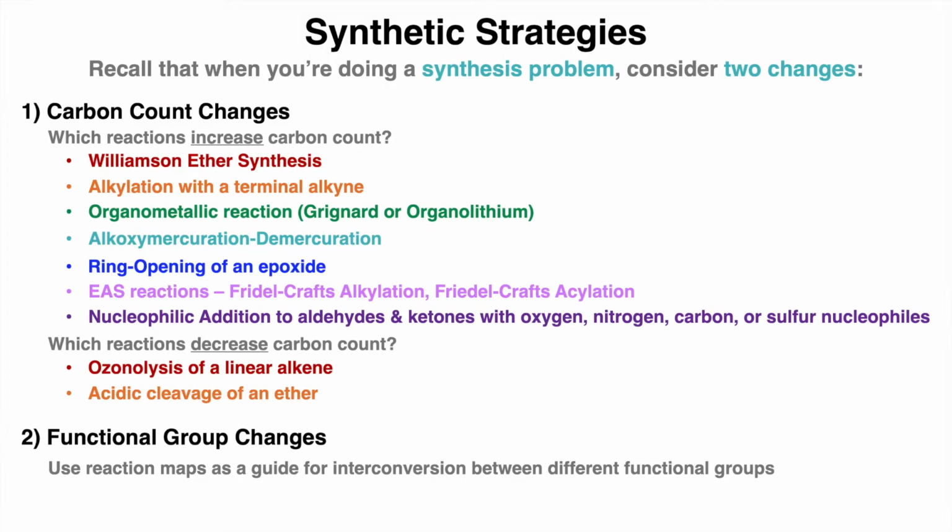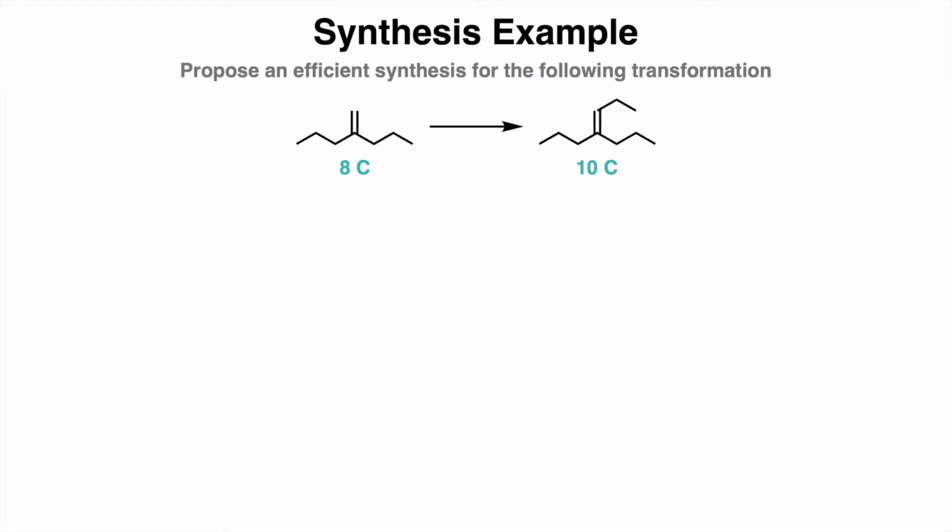And another change to take note of are any functional group changes, and you can use the reaction maps as a guide for interconversion between different functional groups. Now let's take a look at a synthesis problem. Propose an efficient synthesis for the following transformation. Before even beginning, let's first count the number of carbons in the reactant and product. Notice that the reactant has 8 carbons and the product has 10 carbons, so we should think about what reactions we currently know of that increase carbon count.